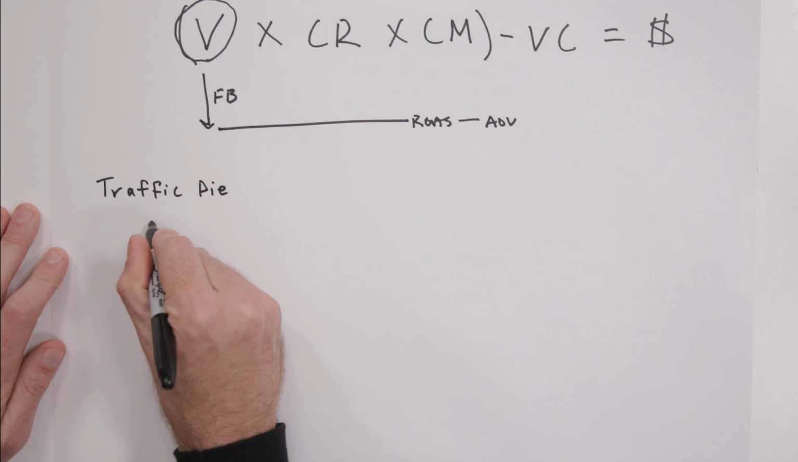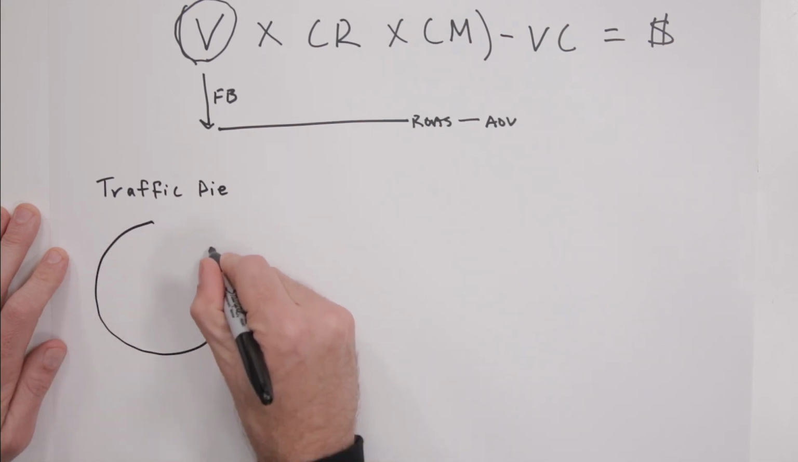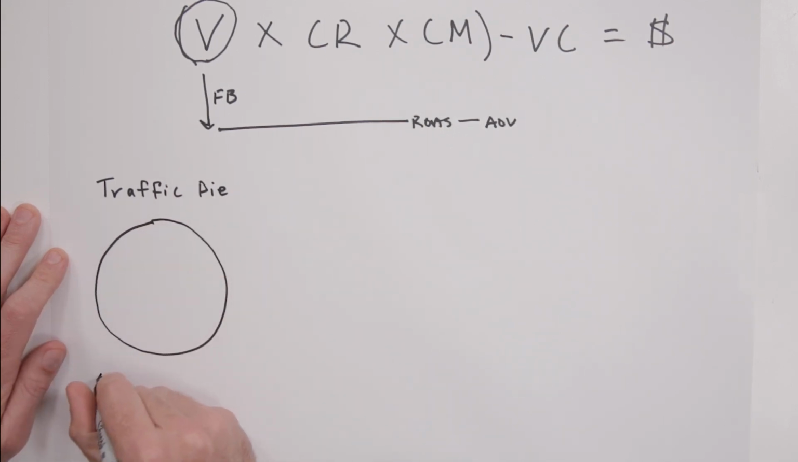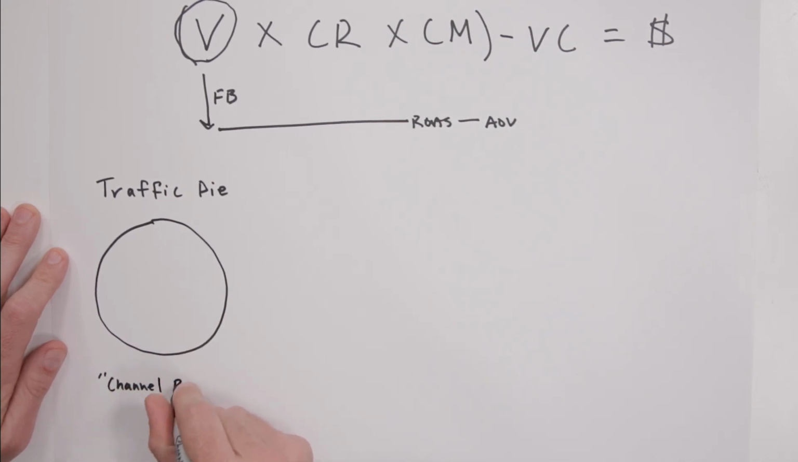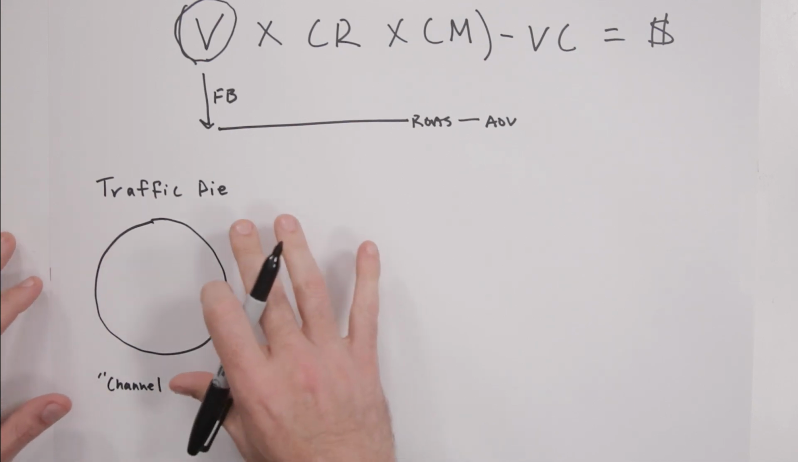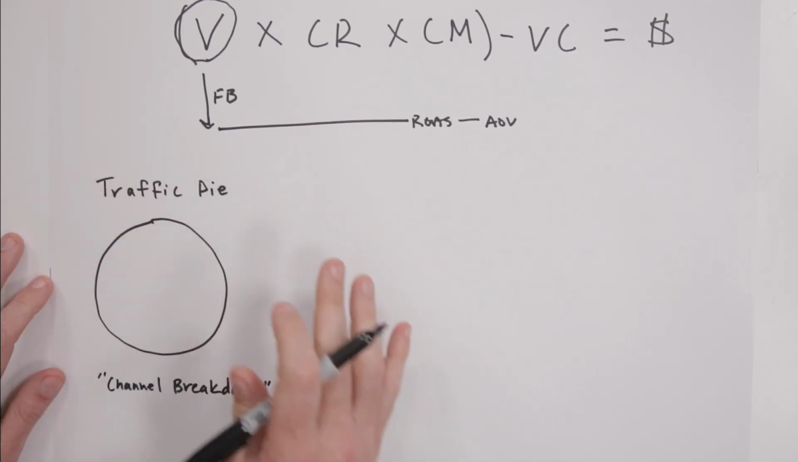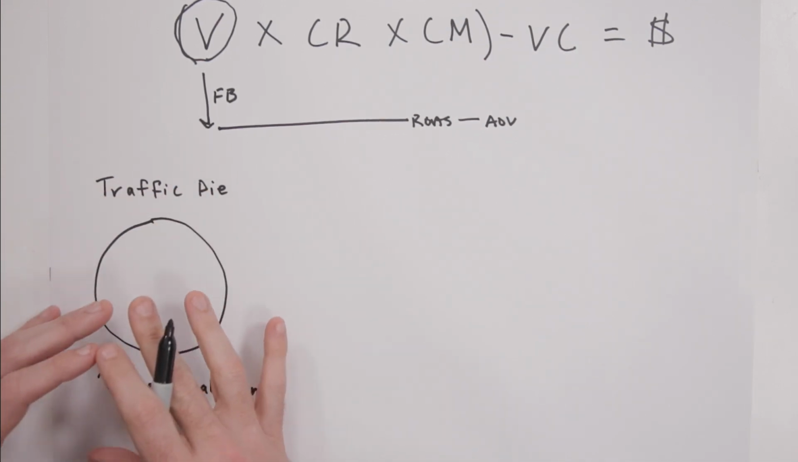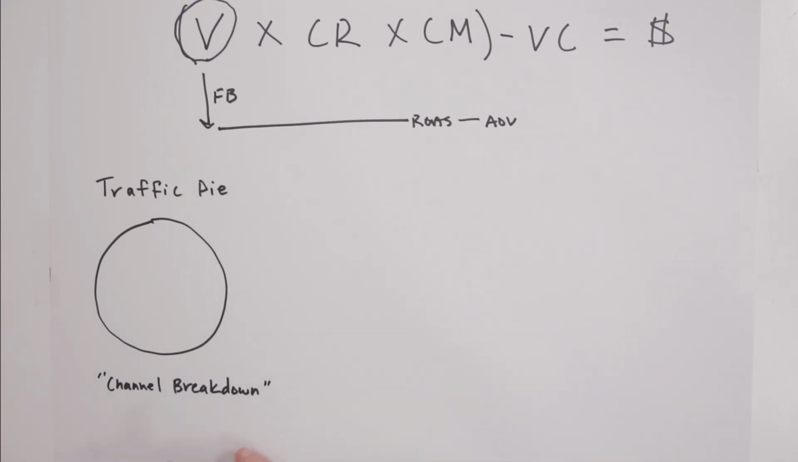If you go into Google Analytics and look into your channel breakdown, you can see where all of your website traffic comes from. And if you were to express that as a pie graph, that would be your traffic pie. We want to talk today about what an ideal state of your traffic pie is.